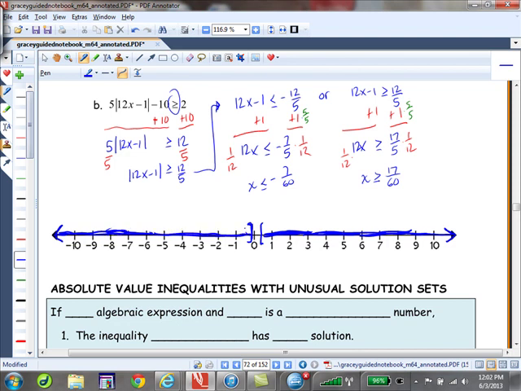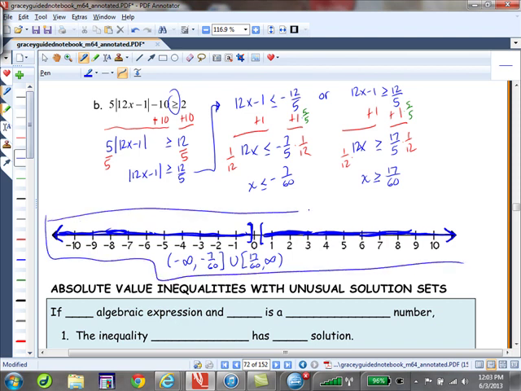All right, and the way that we represent that answer in interval notation would be minus infinity to negative 7/60, square bracket, union, square bracket, 17/60 to positive infinity. And we're done.